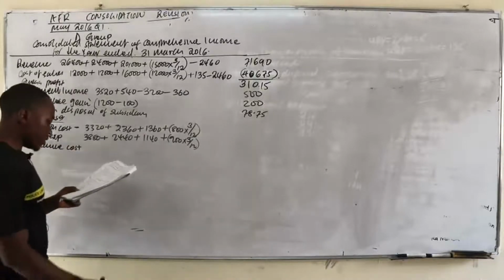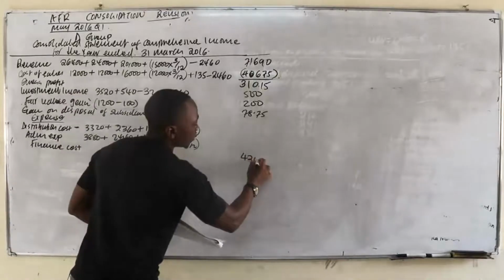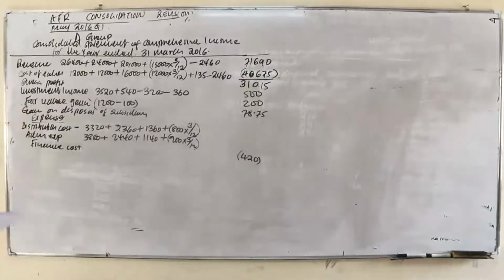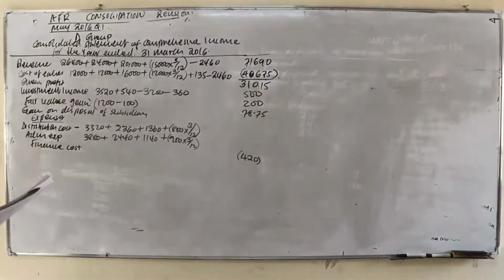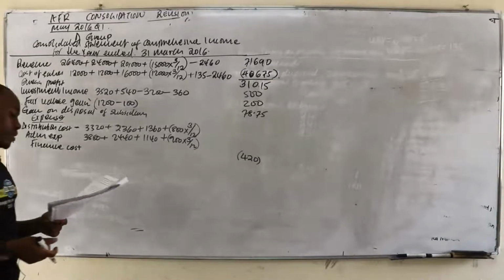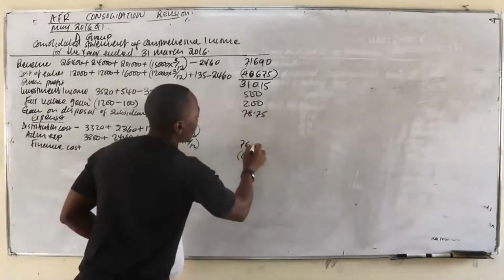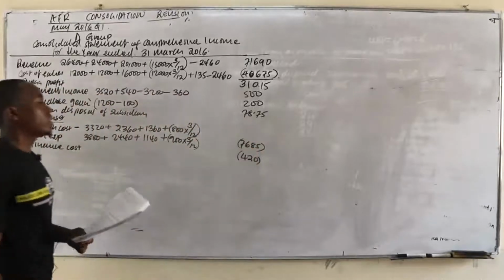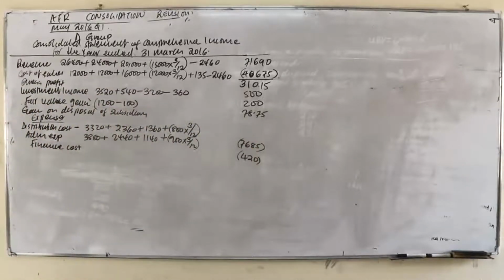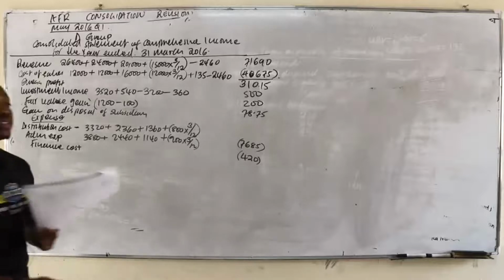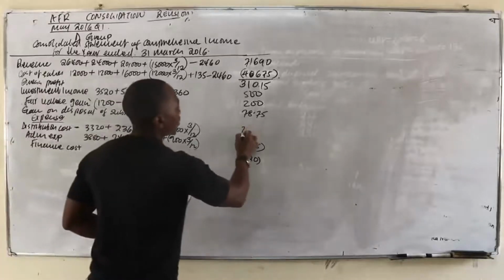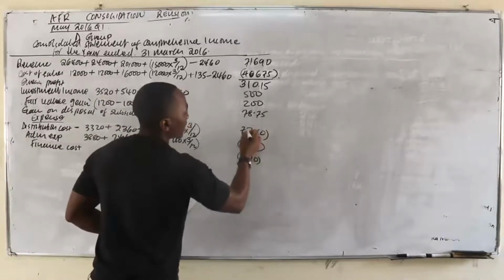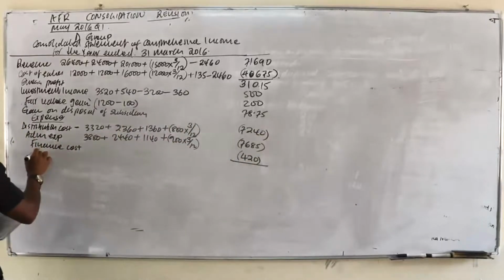Then you also had finance cost. Finance cost was an amount of 420. So how much is the distribution or admin? 7685. 7240. And you get your profit before.